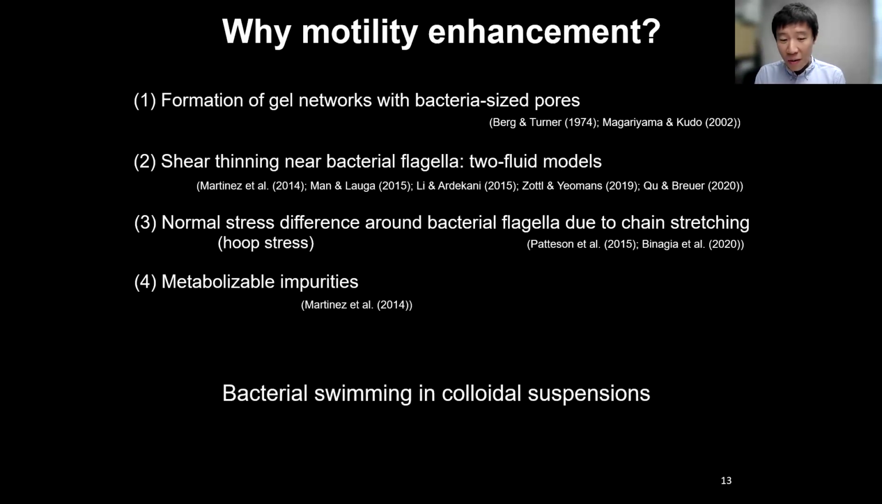But what's our system? We study bacteria swimming in a hard sphere suspension. So a really simple system. You just have small hard sphere colloidal particles. You add them in a bacteria suspension. You ask how they swim. Do they swim faster or slower? Or do they not care about the presence of the particles?